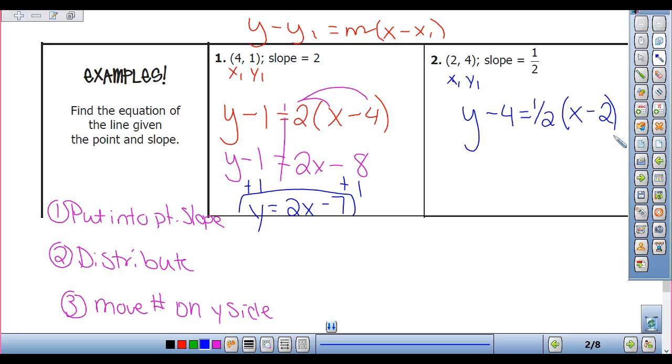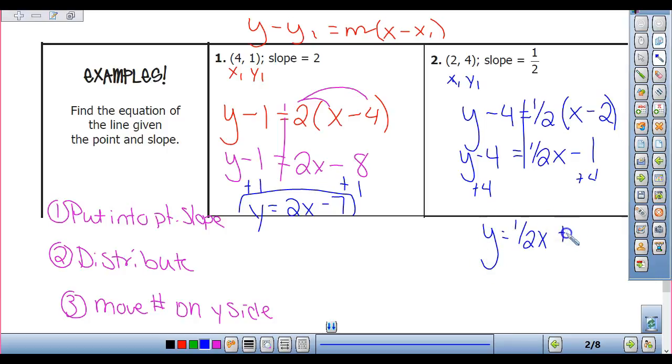Are you sure? All right. So now I distribute. So y minus 4 equals 1/2 x minus, what's a half of 2? 1. And then I can add my 4. y equals 1/2 x plus 3.